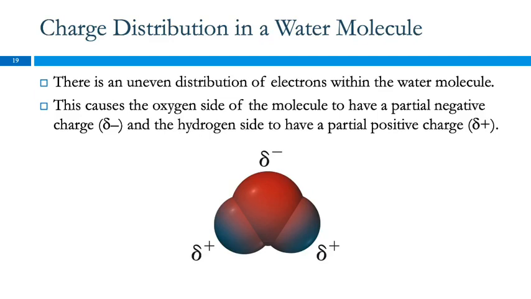So, in a water molecule, we have covalent bonds. We have oxygen, which is a nonmetal, and hydrogen is a nonmetal. And so they make a bond by sharing electrons. It does not form an ion.